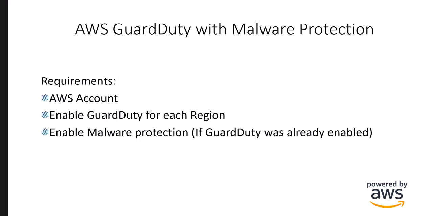Okay, so what are the requirements to enable GuardDuty with malware protection? First, of course, you have to have an AWS account. And then, like I mentioned earlier, you have to enable GuardDuty, and it's per region. Once you've enabled GuardDuty, the malware protection is enabled by default. If you've already had GuardDuty enabled previously, you'll have to check off the box for enabling malware protection.